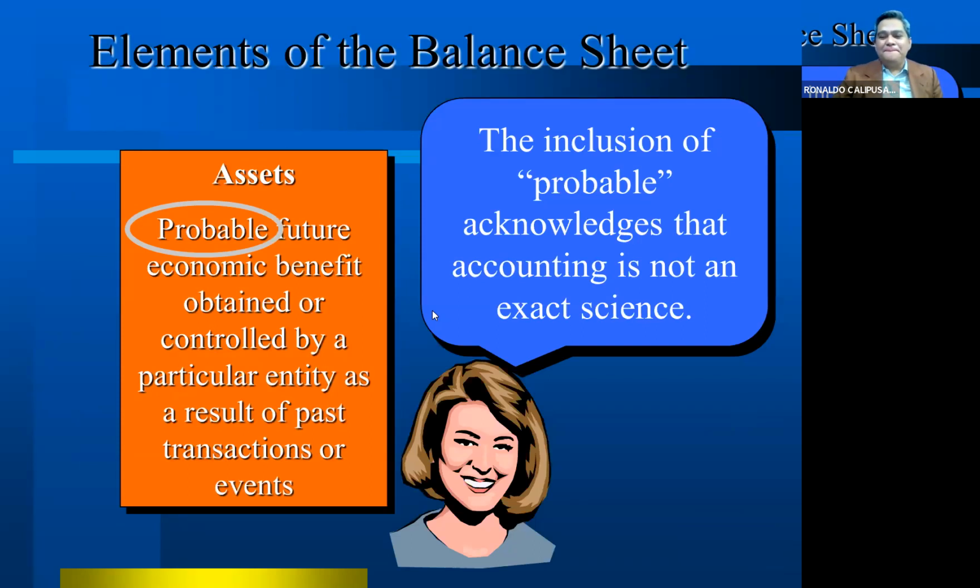Again, we said probable future economic benefit. Okay, probable. If there is no more economic benefit, meaning you've already received the benefit, then it's not an asset anymore. It's an expense already. So for example, you pay for electricity, and of course you've already received the benefit of the electricity. Then that's not an asset anymore.